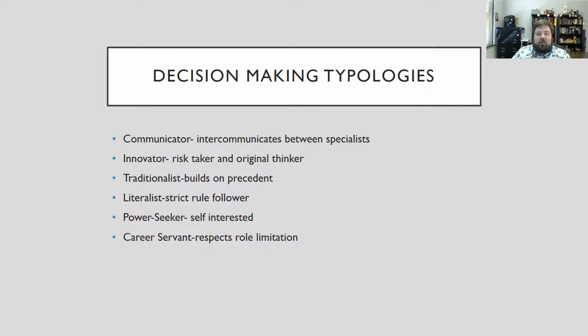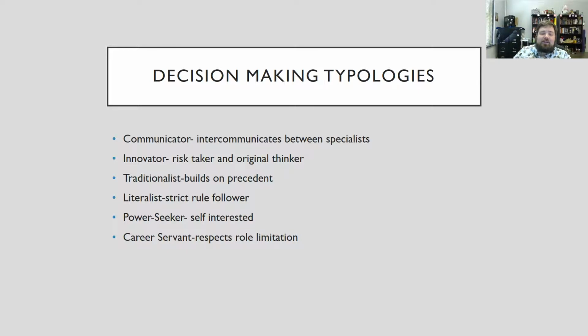Next, you have the innovator, right? This is the person that's willing to take risk, that comes up with new ideas, right? They're the one that doesn't want to build off of precedent. They don't want to be dragged down by the past, right? They want to do something new, try a different way of making things work. This person is the one that kind of pushes the group forward.